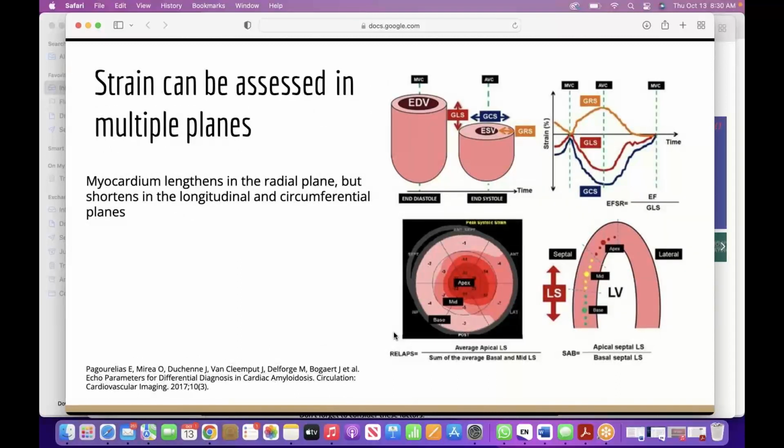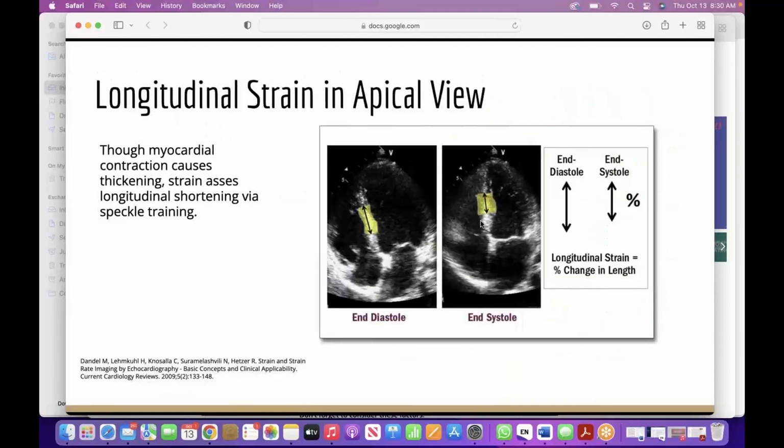It's possible to talk about thickening and shortening in multiple planes. In fact, in the radial plane, typically the myocardium will thicken and lengthen, and in the longitudinal and circumferential planes, the myocardium will shorten. So in the setting of global longitudinal strain, a less negative value would be more abnormal, because that suggests that there's less shortening of the myocardium lengthwise.